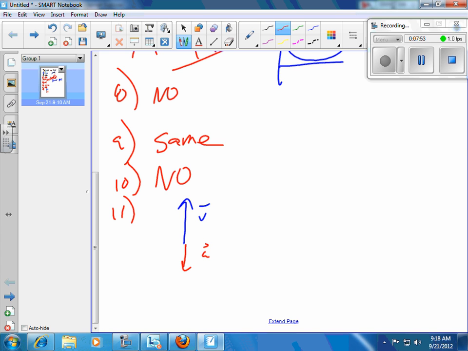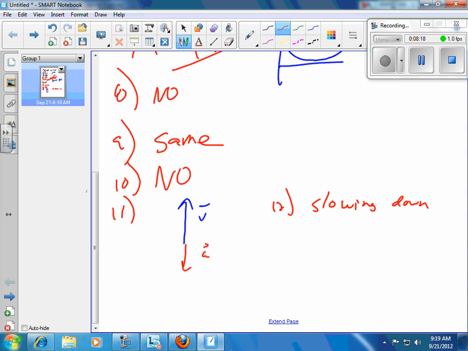Number 12, can the velocity of an object be negative when the acceleration is positive? It's the same question as number 11, exactly. Absolutely. All it means is slowing down. Number 12 is the same as number 11, and it just means slowing down.